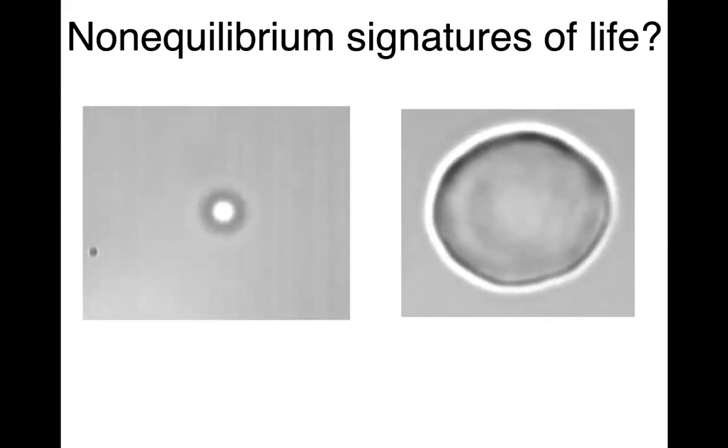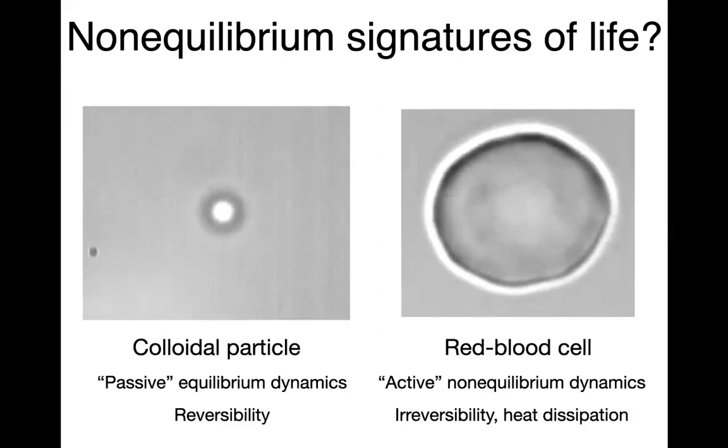On the left, I see an object that is fluctuating. And then on the right, I see another object that is fluctuating. And one can ask the question, do you see any difference in the motion of these two objects? Doesn't seem so, but what I'm showing on the left is a dead object. It's a colloidal particle, a plastic particle in water, which has passive equilibrium dynamics, and the dynamics is reversible.